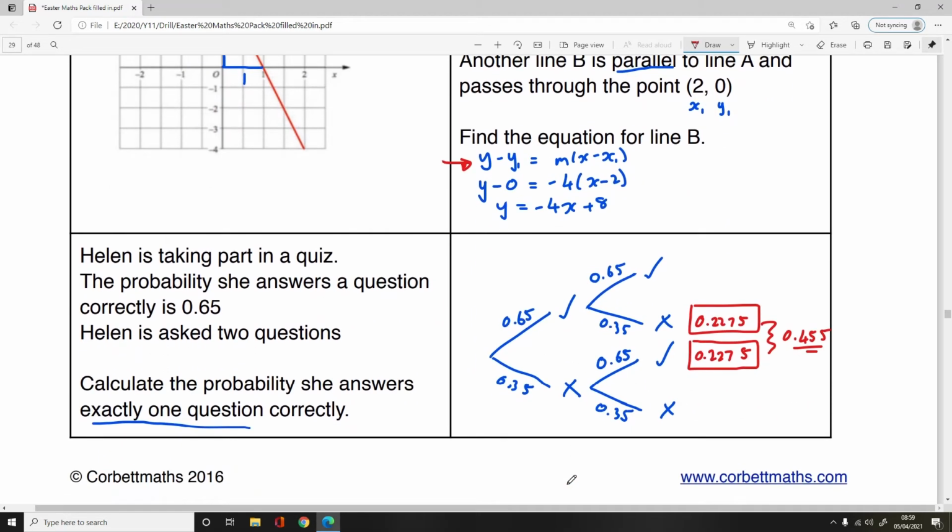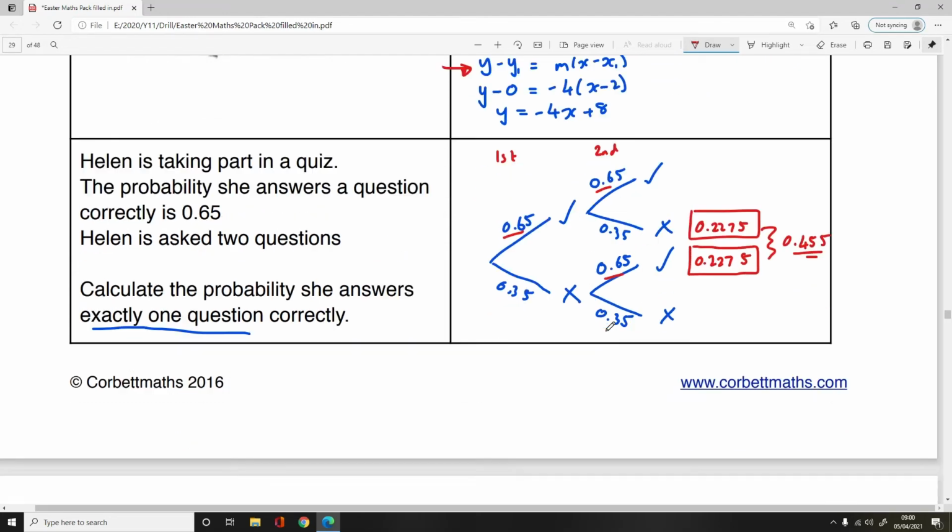And then we finish off with the tree diagram. So we basically get the first question right or we get it wrong. We get the second question right or we get it wrong. Probability we get questions right is 0.65. Probability we get them wrong is 0.35 because they've got to add up to 1. And then we want the probability we get exactly one answer correct. We would look along the lines. So 0.65 times 0.35 gives us 0.2275 for both cases. Add them up, 0.455 is your final probability that we get exactly one question right.